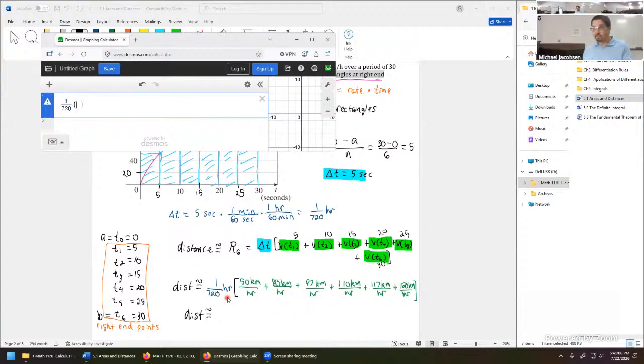So make sure you have this kind of stuff on paper, but let's now throw this all in. 50 plus 80 plus 97 plus 110 plus 117 plus 120 comes out to a distance. It didn't tell us what to round to, just said estimate, so use your best judgment. I would say probably 4 significant digits is good guidance.